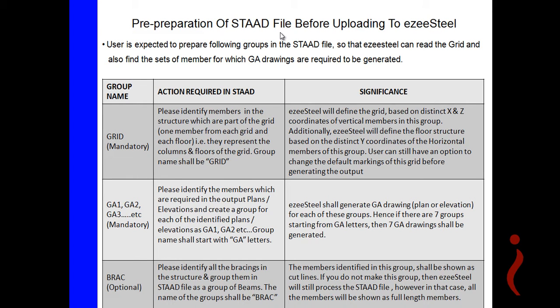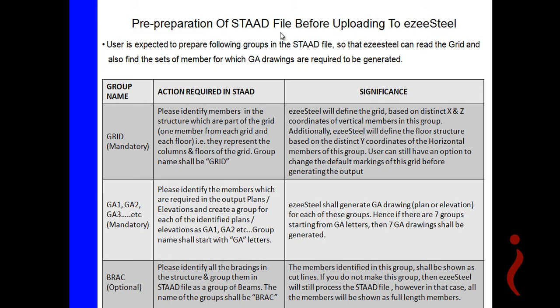In this video we shall see the method of pre-preparation of the STAAD file which needs to be uploaded in EzeeSteel. For this we need to create a few groups in the STAAD file so that EzeeSteel analyzes the members for defining the grid or for defining the bracings, and also finds the required members for generating the GA drawings. The first group is the group for members which shall define the grid.